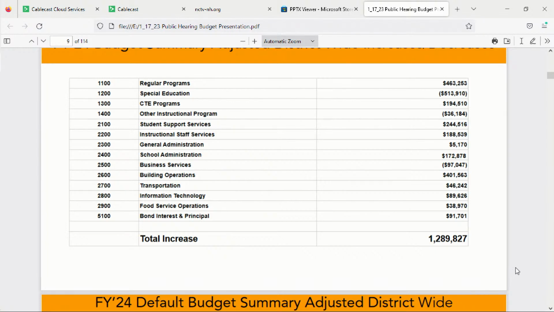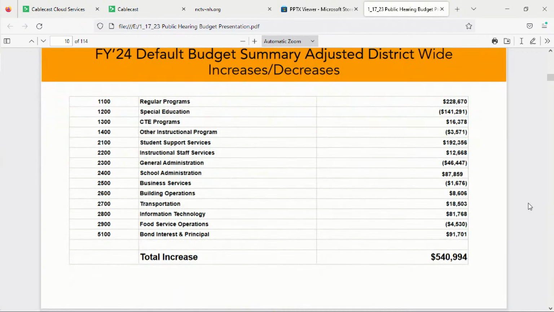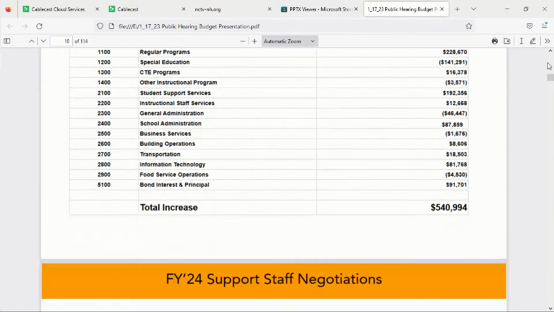1300 CTE program is 194,510. Other instructional program is a negative 13,184. I'm sorry, 36,184. Student support services is up 244,516. Instructional staff services is up 188,539. General administration is 5,170. School administration's 172,878. Business office is down $97,047. Building operations is up 401,563.